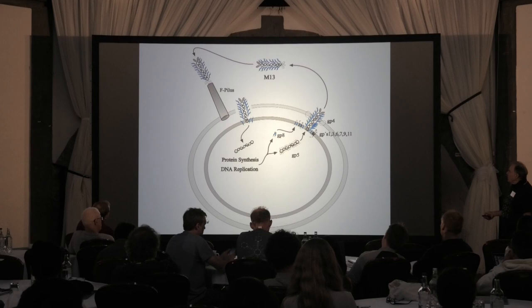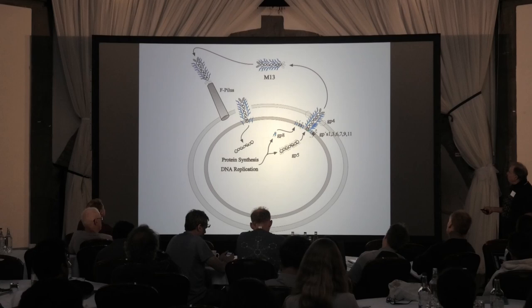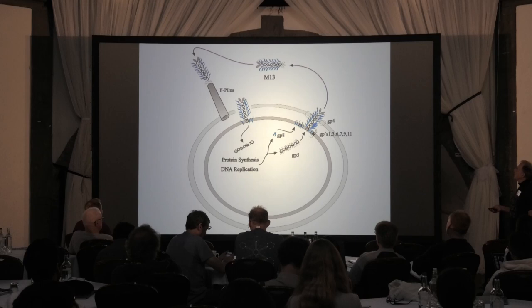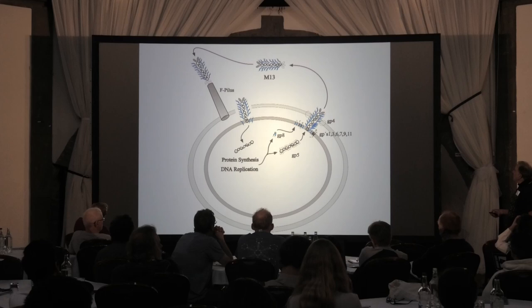After replication, you see some single-stranded DNA which is covered by a protein, GP5. And this single-stranded DNA then engages at the membrane, and the new progeny particles are assembled with coat proteins in the inner membrane and are extruded through the periplasm, through the outer membrane, into the medium, and then the new particles appear in the fluid. So that's the life cycle of this virus. And most of these proteins, actually, all these 1, 3, 6, 7, 9, and 11, are membrane proteins. So they first go into the membrane, and the assembly occurs simultaneously with the secretion of the whole viral particle.